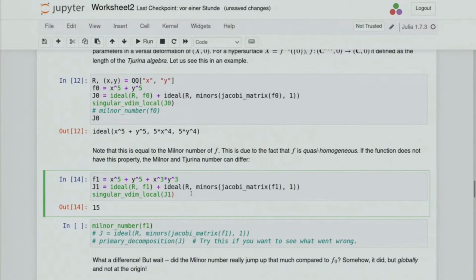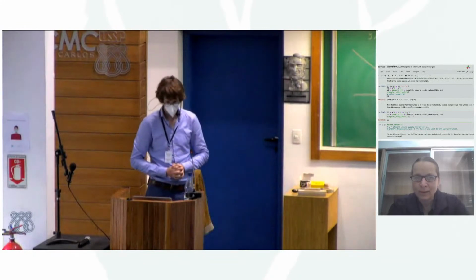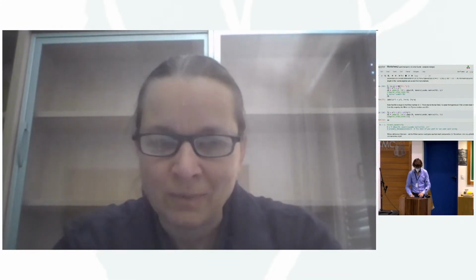Anne, anything to add? Just that for both singularities, the Milnor number is, of course, still 16, no matter whether we have x cubed y cubed or not.